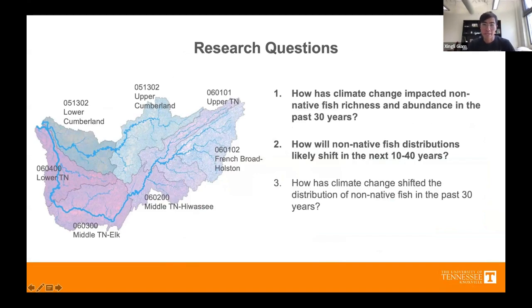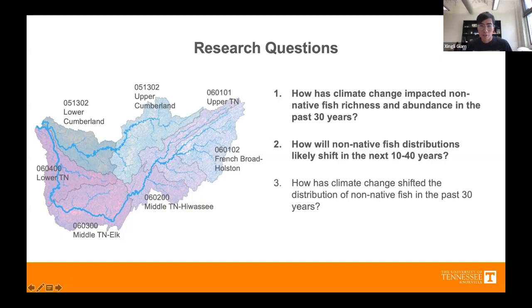So the research questions are these three main questions for this project. How has climate change impacted non-native fish richness and abundance in the past 30 years? And then how will the distributions shift in the future? Before we look at the future, we also want to look at how distributions have shifted in the recent past, which is over the past 30 years.